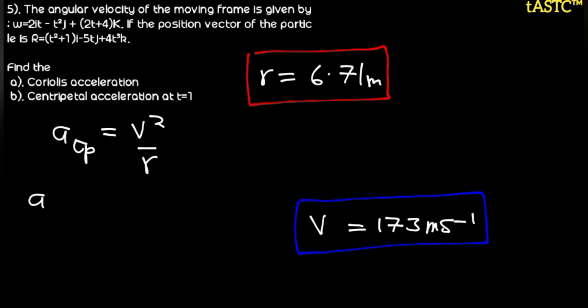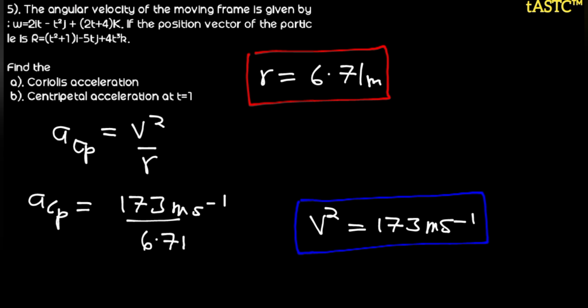So we know the centripetal acceleration is this, and so that is going to be v squared. I should have written this: v alone is what we had there, but we need v squared, so that is going to change. So v squared is equal to 173 meter per second, divided by 6.7 meters. Well, this should also be squared, so I'm going to change this. This should be meter squared per second squared.